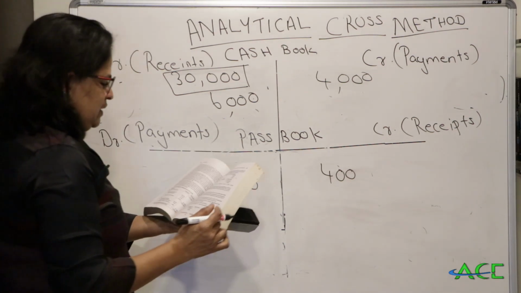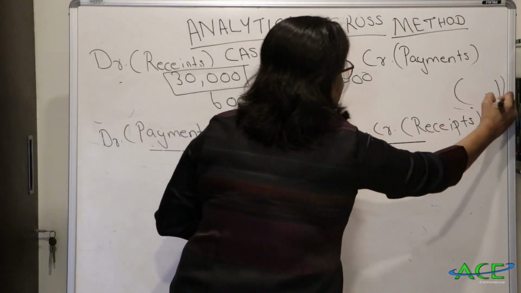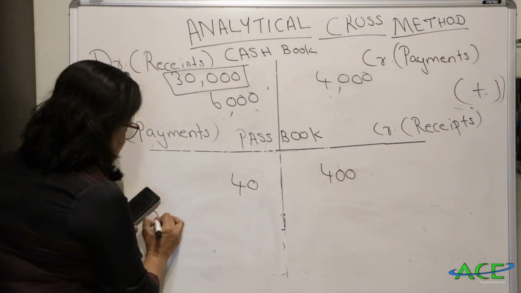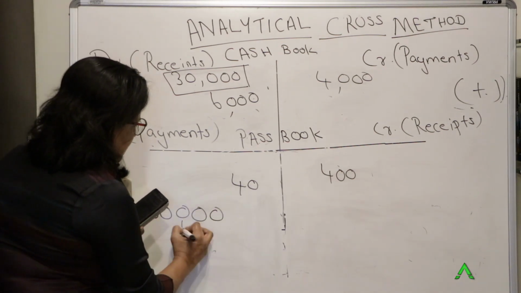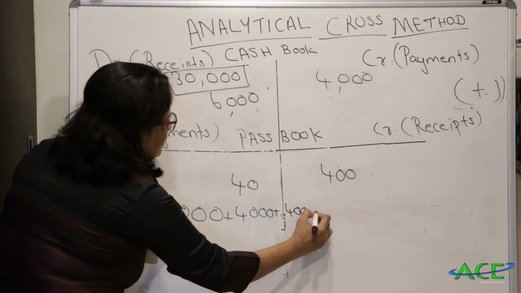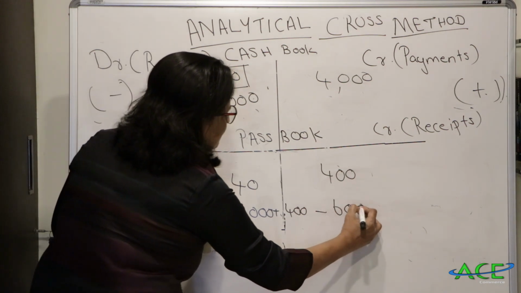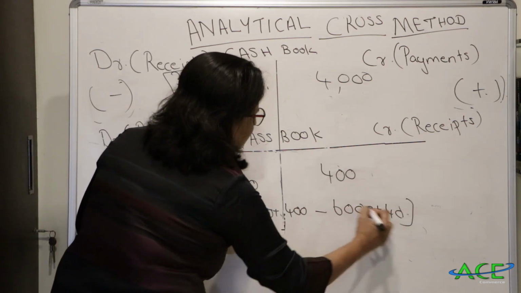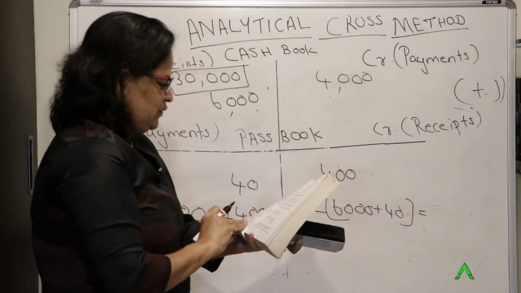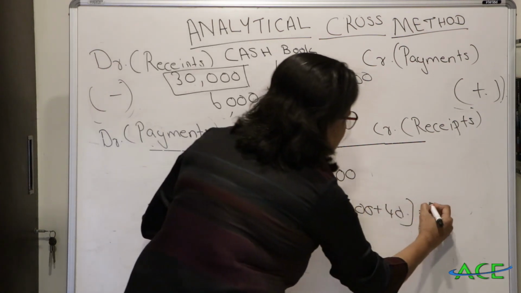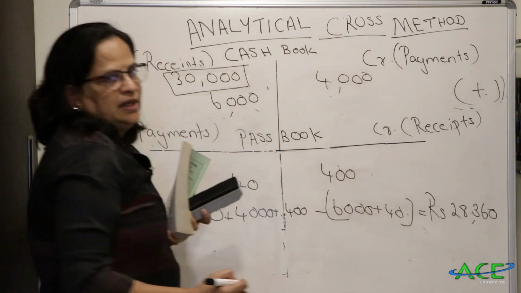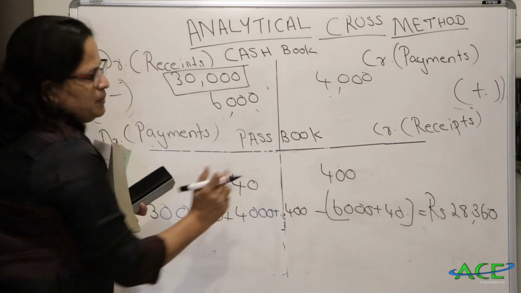So here the signs, from cash book to passbook, will be plus and this will be minus. So 30,000 plus 4,000 plus 400 minus 6,000 plus 40. So the balance value will be 28,360. Now from the cash book, you got the passbook balance.